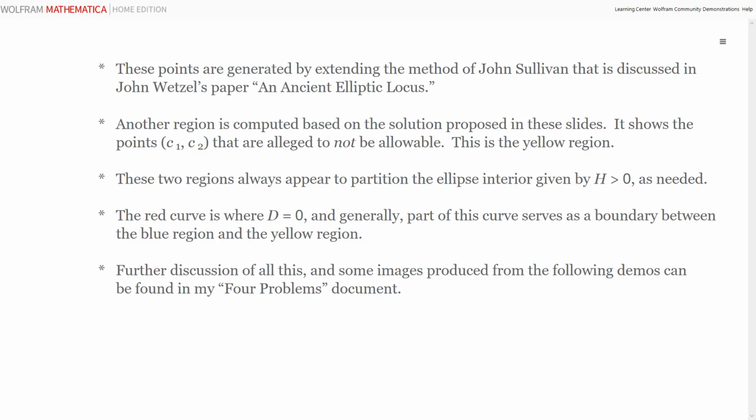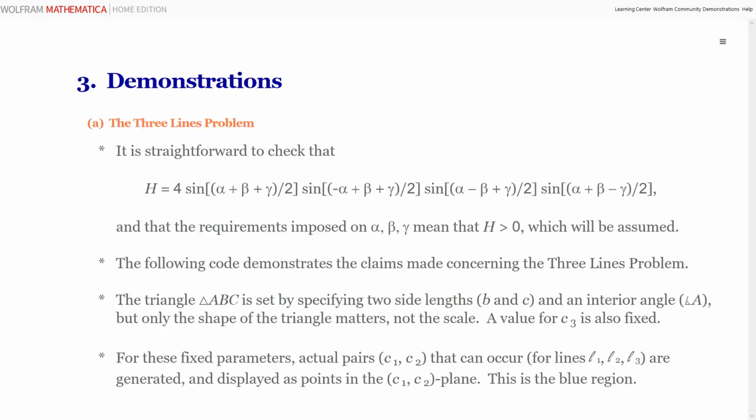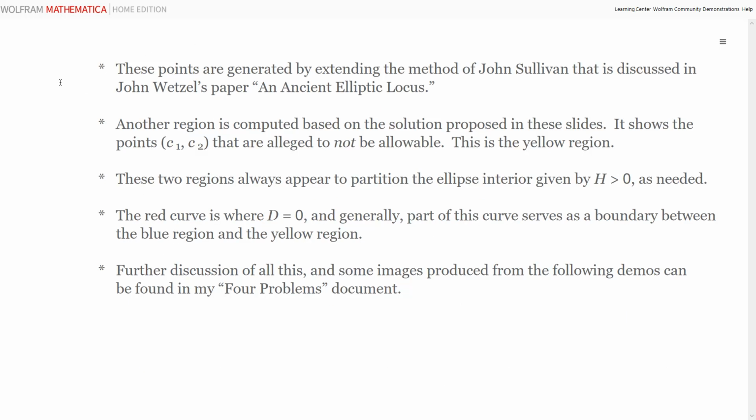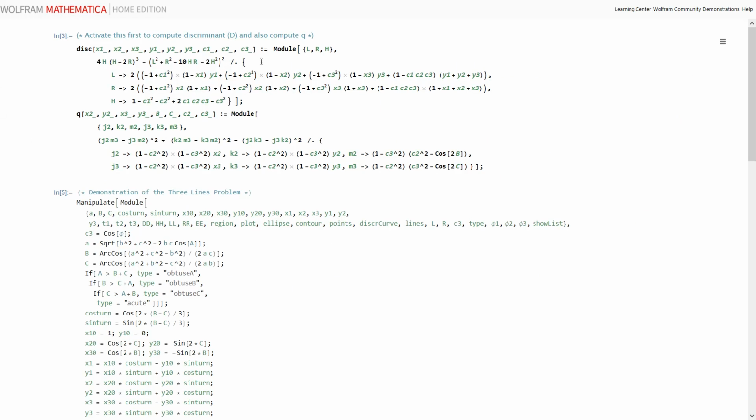One last thing that we're going to see in the images, the graphics, is a red curve. And that red curve is where D is equal to 0. As you'll see, part of that red curve serves as a boundary between the blue region and the yellow region. I've got a whole lot more figures. We're going to see a couple of these images, but there's a whole bunch more in this document that I call 4 problems, which is available at the GitHub site that I alluded to, and we'll see again in the references.